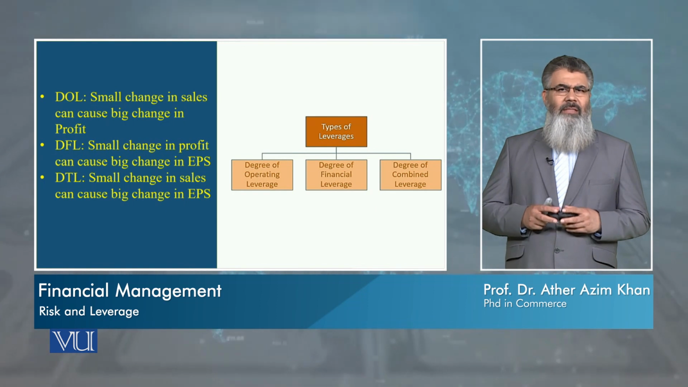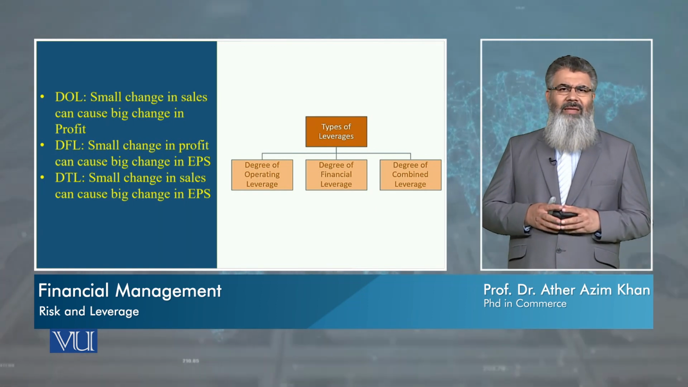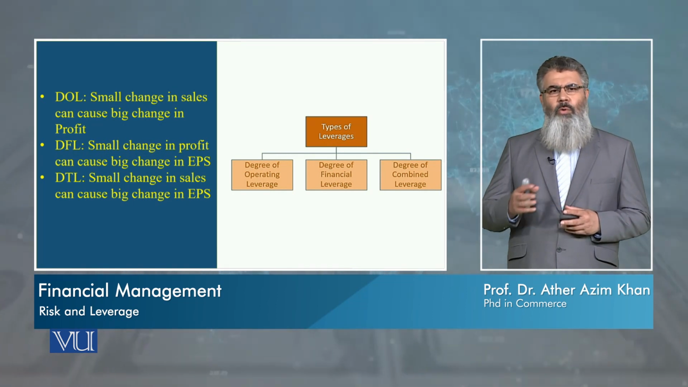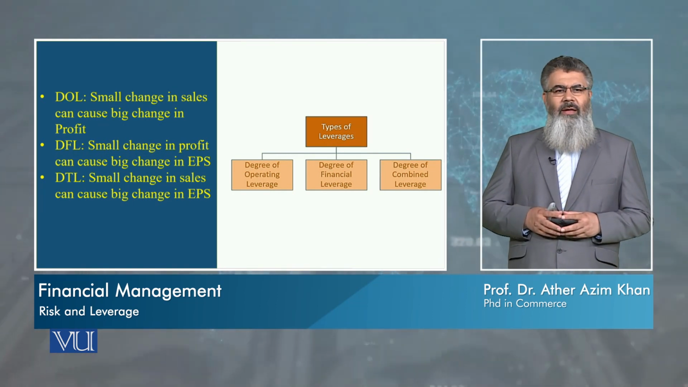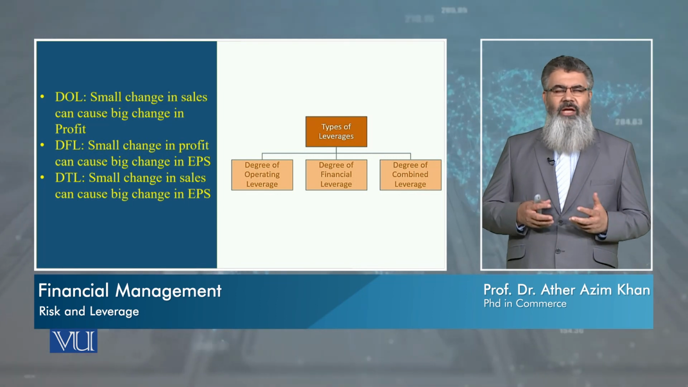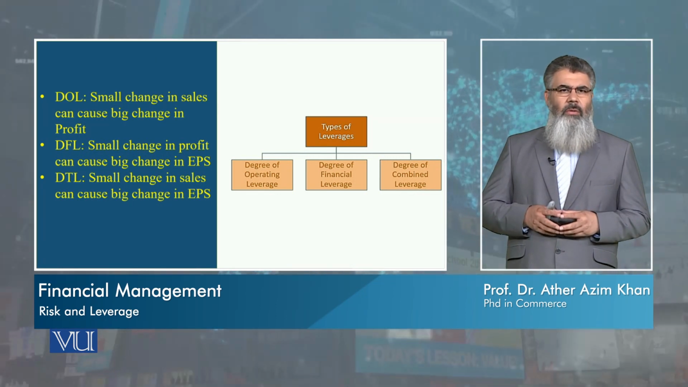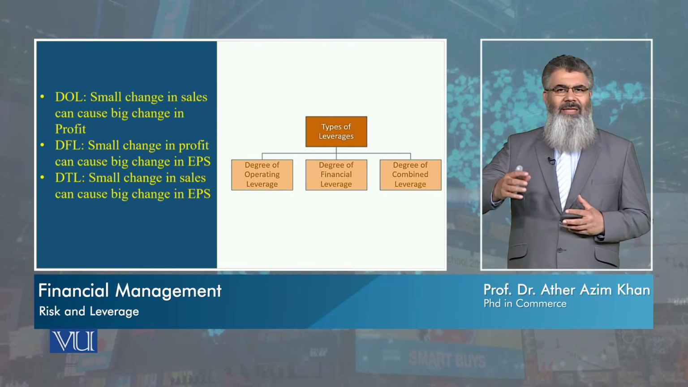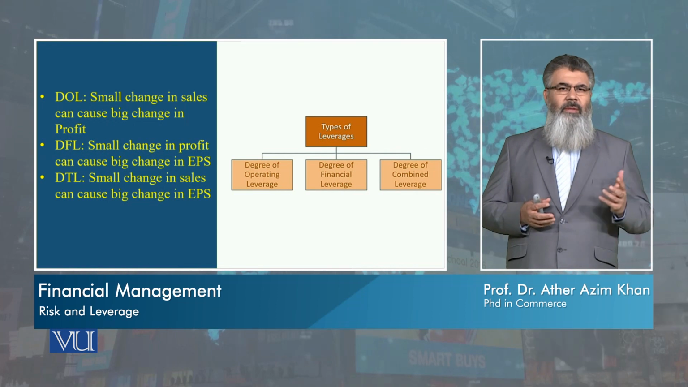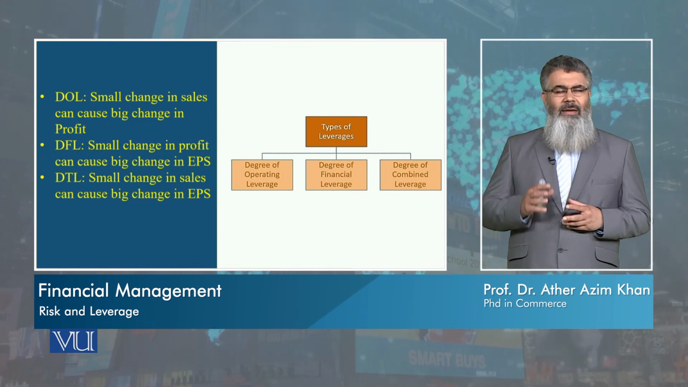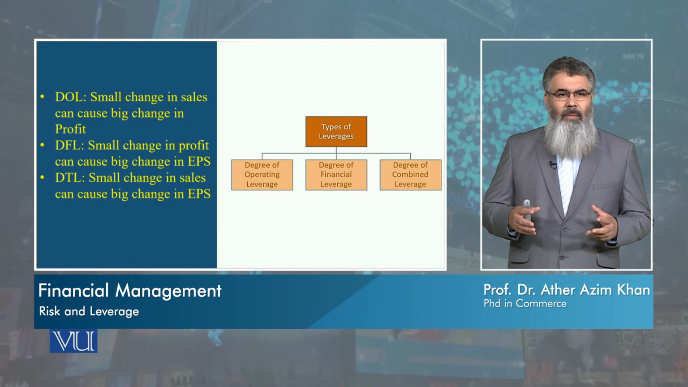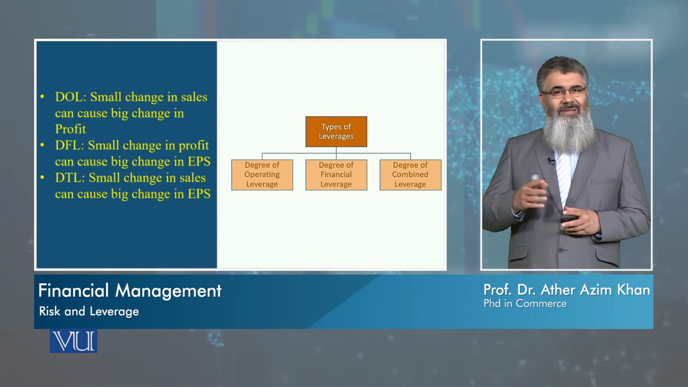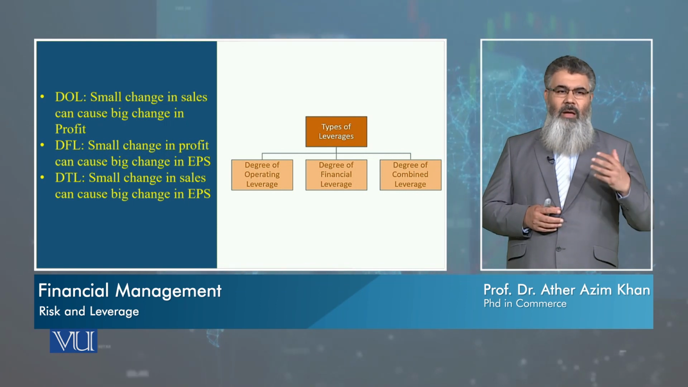Now again, let's revise what we have discussed and relate it to the risk component. DOL is a small change in sales that causes a big change in our profit. So higher is the DOL, higher is the risk. थोड़ी सी सेल बढ़ने से जहाँ प्रॉफिट बहुत सा बढ़ेगा, वहाँ थोड़ी सी सेल के कम होने से प्रॉफिट बहुत सा कम हो जाएगा. DFL is a small change in profit which is taken as EBIT, and a large change in earning per share.